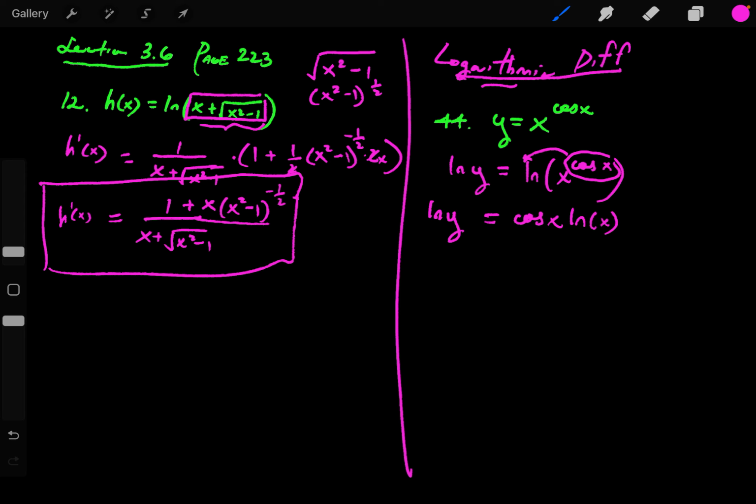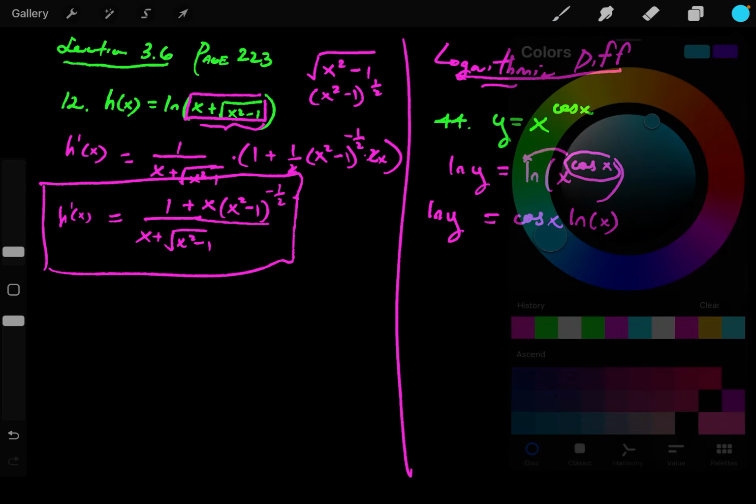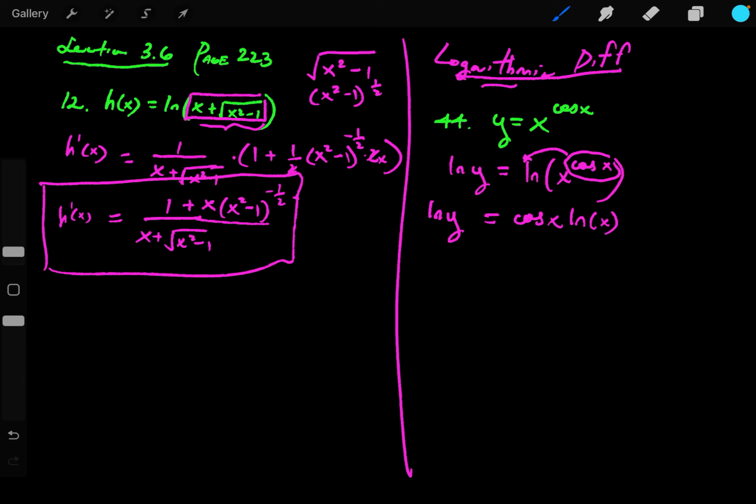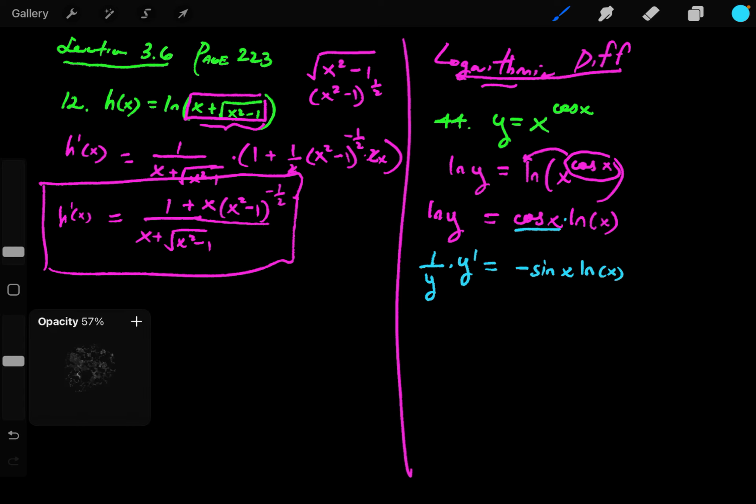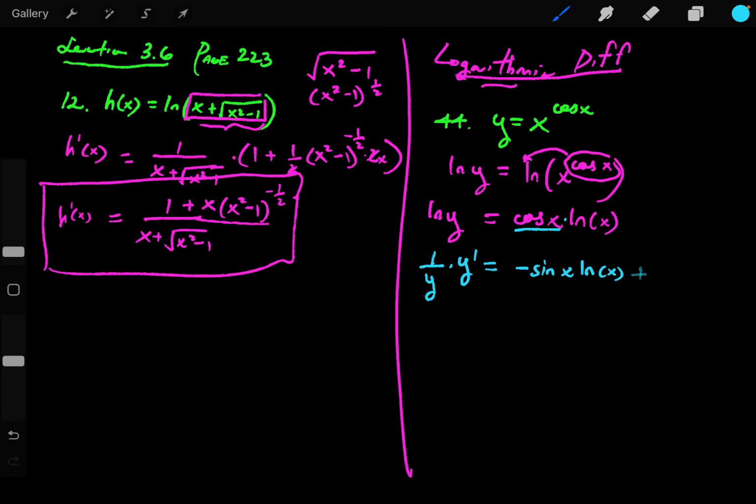Now you implicit differentiate both sides. So you're going to get 1 over y times y prime by chain rule is equal to, here you got to do product rule. The derivative of cosine is negative sine times the other function, which is just ln of x, plus the derivative of ln x, which is 1 over x, times cosine x.